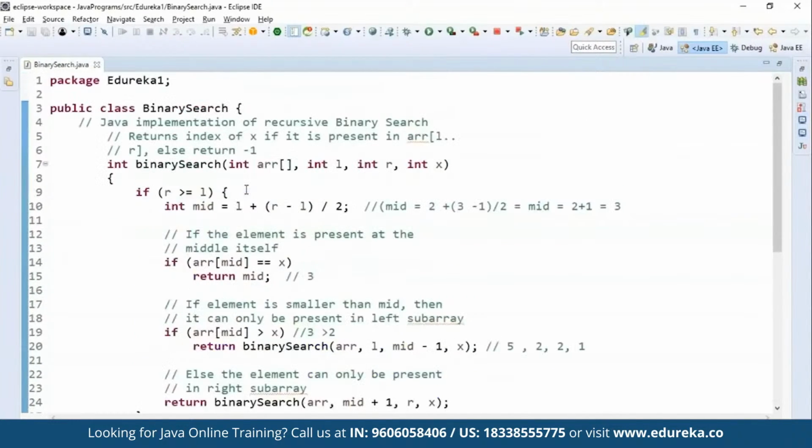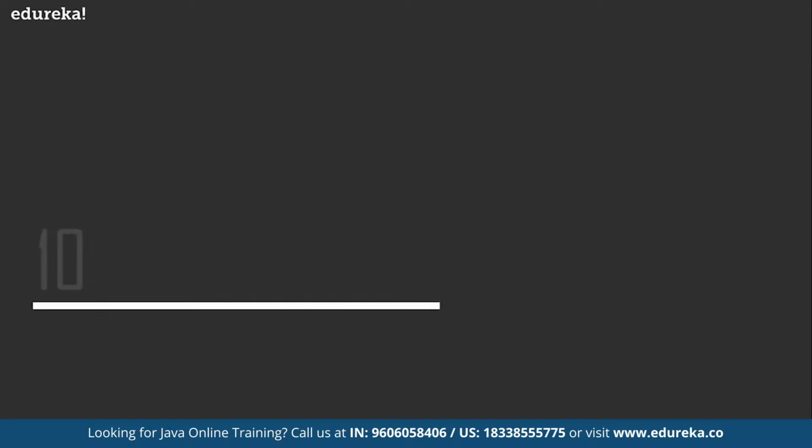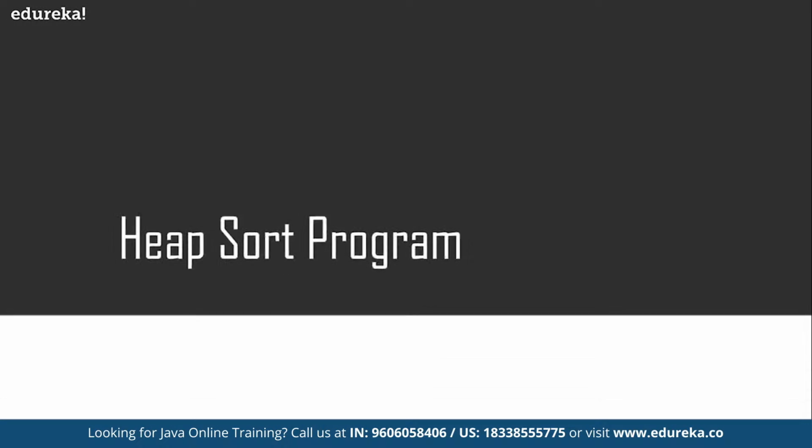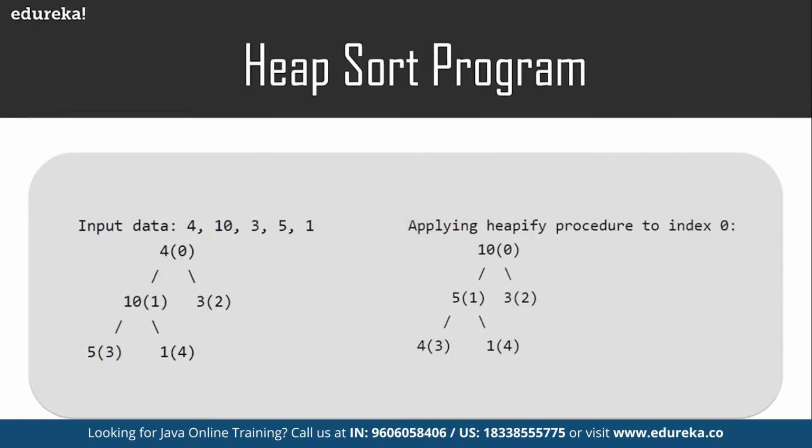So this is how you need to write a binary search program and understand the logic and then run the output. Simple. Now let's see what's the next program. So what is Heapsort? It is a comparison-based sorting technique based on binary heap data structure. It is similar to selection sort, where we first find the maximum element and place the maximum element at the end. Then you have to repeat the same process for the remaining elements.